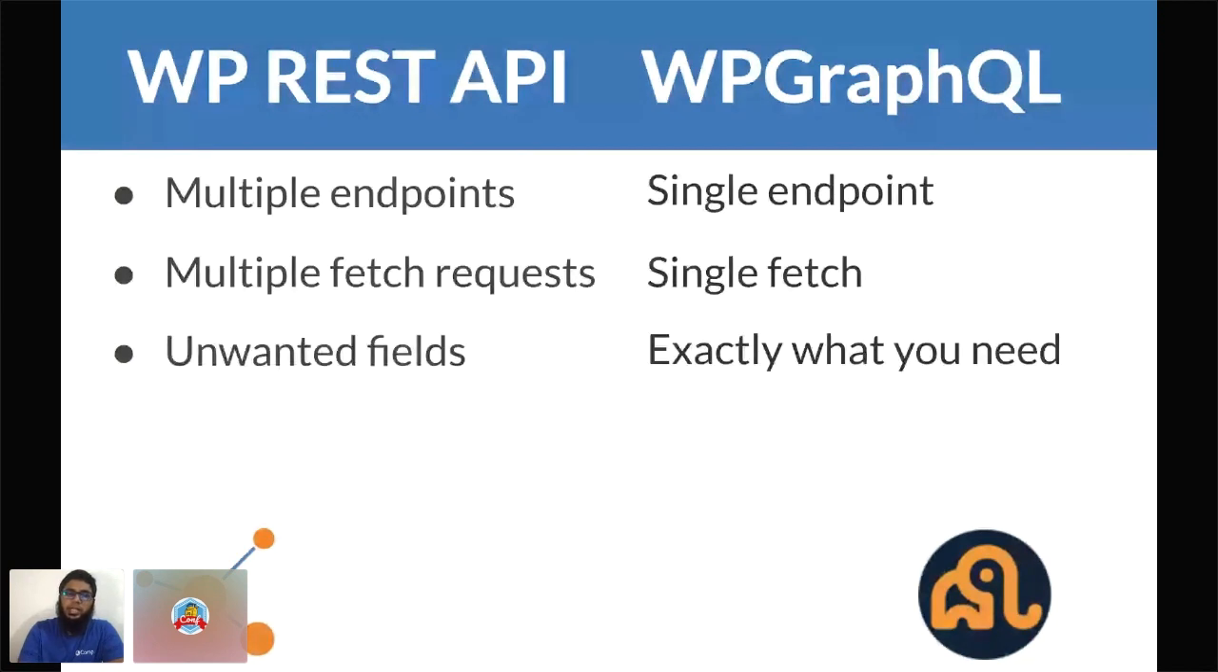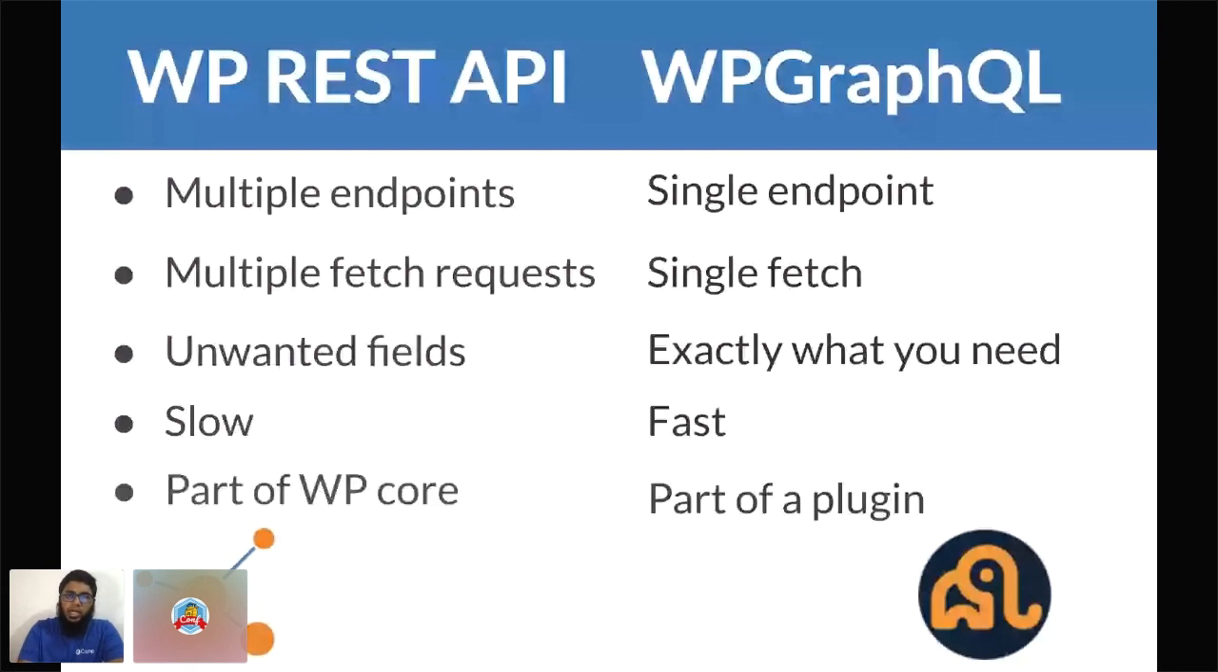Yeah, the next point is that the WordPress REST API is slower and WP GraphQL is faster. The only downside, or the limitation for most people, would be that the REST API is already part of WordPress Core, which was baked into Core in 2016. It was earlier part of a plugin, and then in 2016 it became part of WordPress Core. But WP GraphQL is a plugin by Jason Bahl and his team. So that is something you have to get used to. You have to install a plugin and work with the plugin.